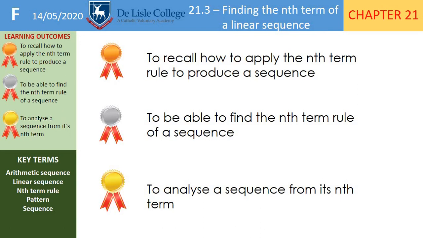Okay, so our success criteria today. Bronze is to recall how to apply the nth term rule to produce a sequence. We've just done that, so we can tick that off. Silver is to be able to find the nth term rule of a sequence and then to be able to analyse a sequence from its nth term. So can you find any term in a sequence when you know what the nth term is? And we'll look at that today.